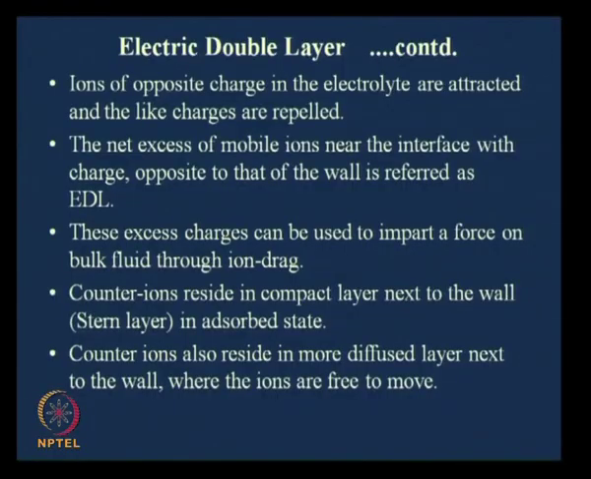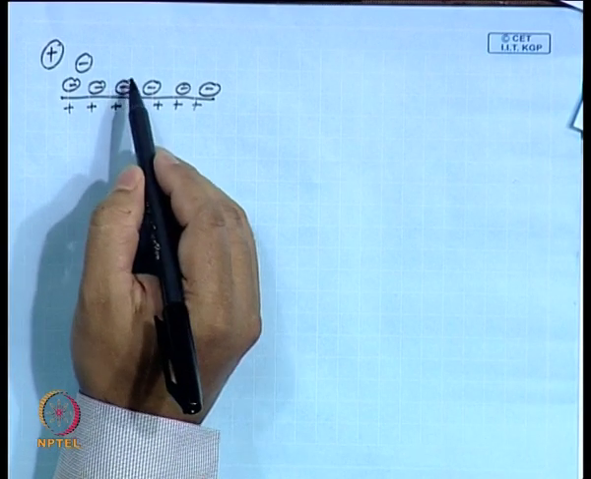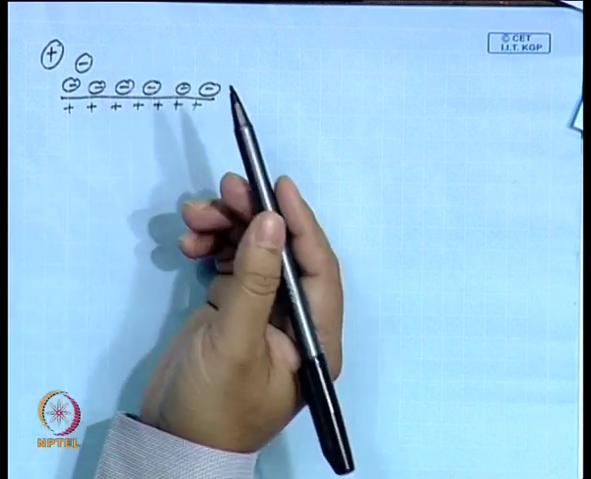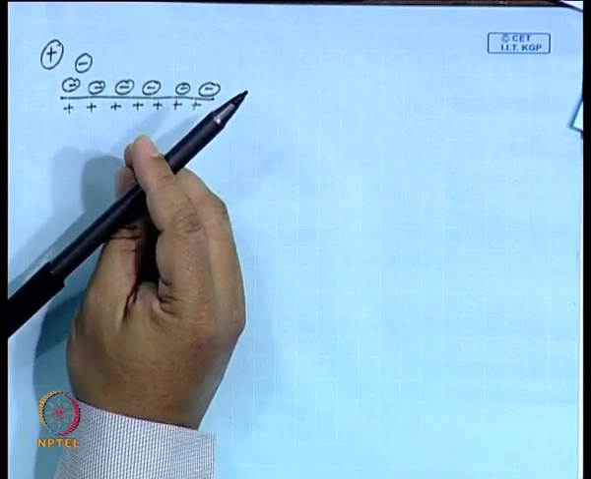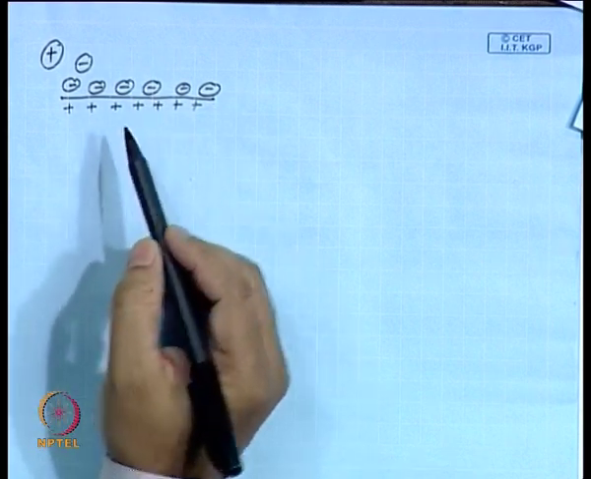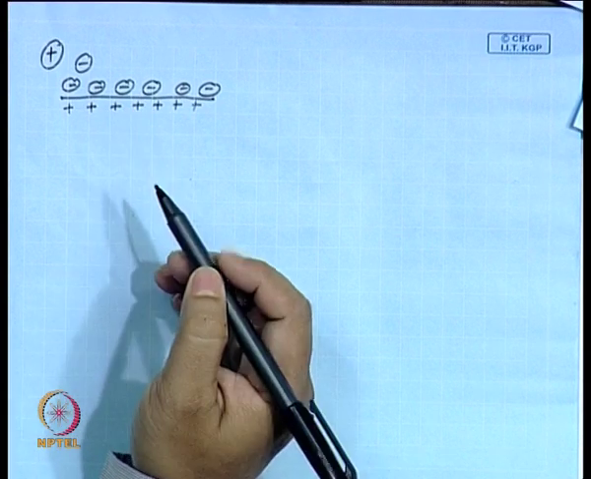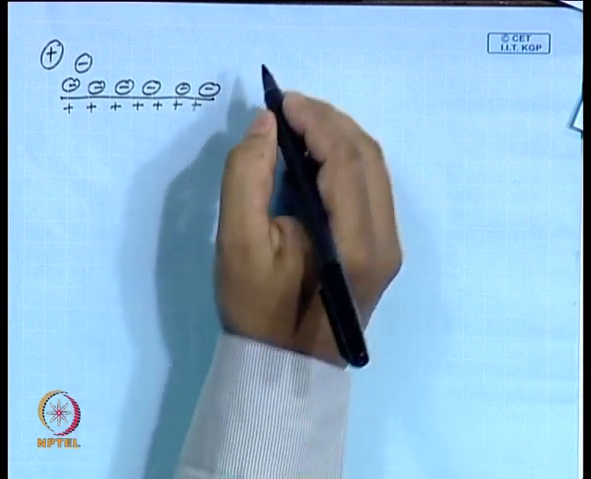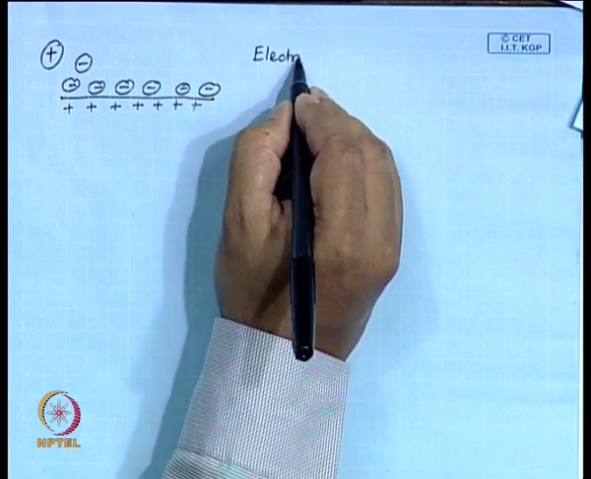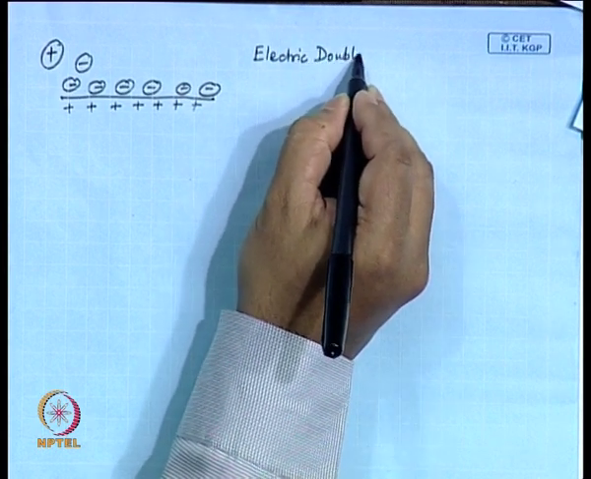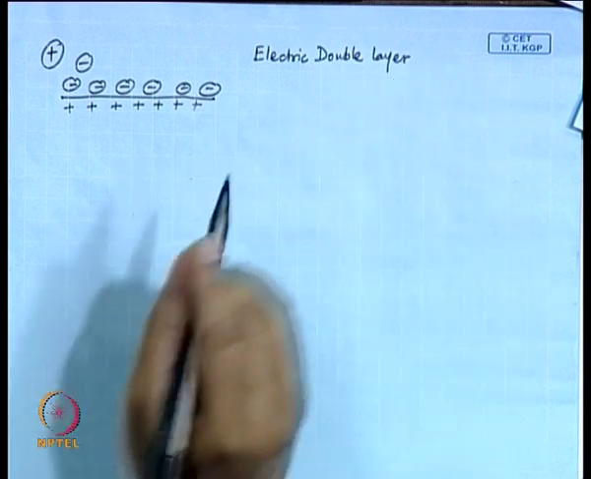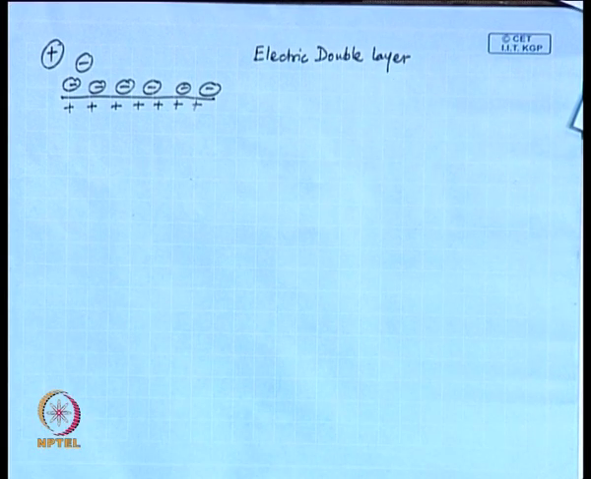So, ions of opposite charge in the electrolyte are attracted and the like charges are repelled. Opposite charges come to the wall, and the like charges, that means the plus, are repelled from the surface. That is how it happens everywhere. The net excess of mobile ions near the interface, with charge opposite to that of the wall, is referred to as the EDL. The full form is electric double layer.